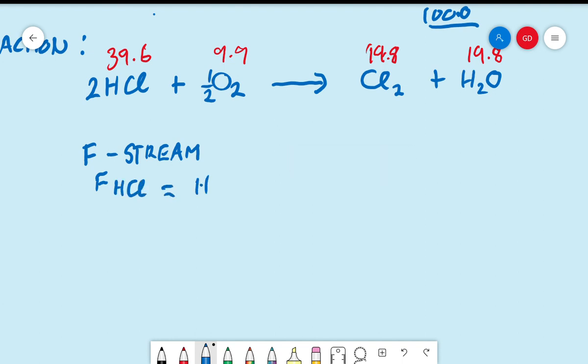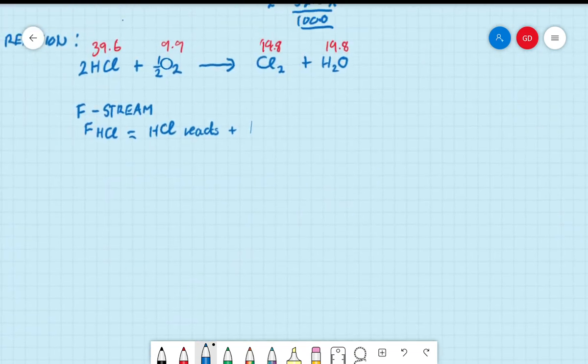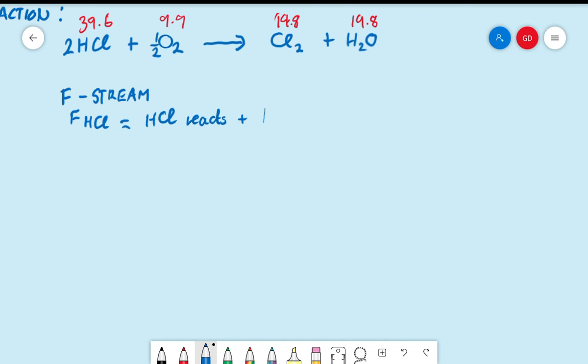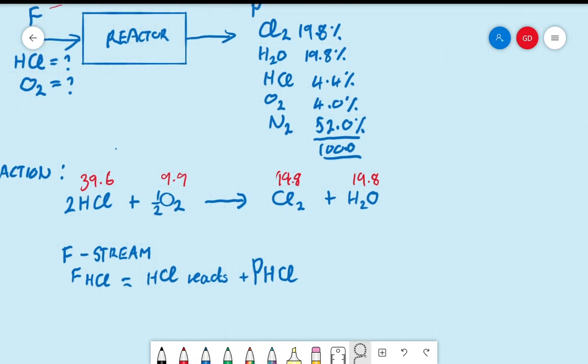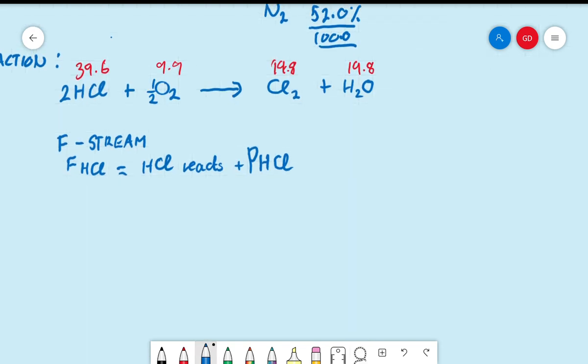HCl there is the HCl that reacts plus the HCl produced. So here it's HCl that reacts, and then we're going to have HCl that is produced, in P. The HCl produced is that HCl there. This is the HCl we're talking about, and the HCl that reacts is this HCl that reacts. So that plus that gives you what was fed. Now we just write down the variables.